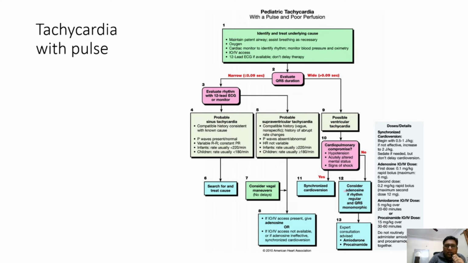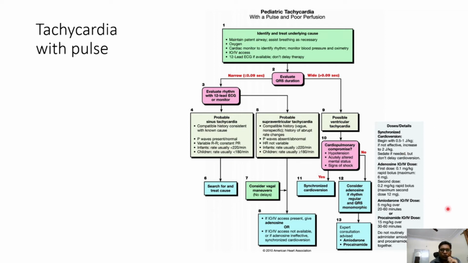Here we are discussing this because the management differs, and one variant of it comes into the arrest rhythms also. So here we have to give adenosine. Here also we have to give adenosine and synchronized cardioversion, and the doses are given here. They can just go for synchronized cardioversion. The dose of current is less, 0.5 to 1 joule. For defibrillation, the dose is 2 joules per kg.